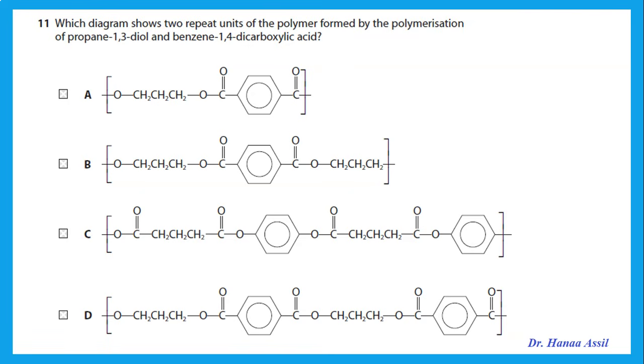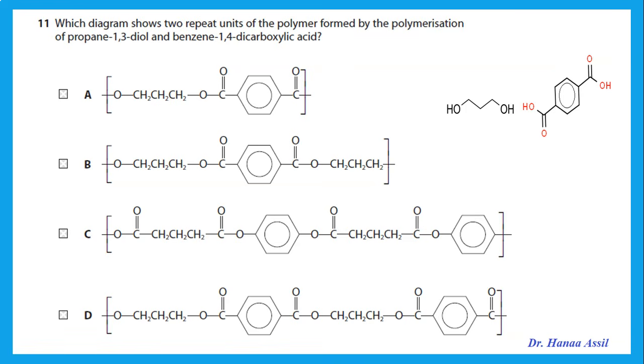So the first thing is I would draw what are these two compounds. Propane 1,3-diol. Benzene 1,4-dicarboxylic acid. So what is propane 1,3-diol? This is propane 1,3-diol. And this is benzene 1,4-dicarboxylic acid, and we're trying to join them to form an ester.